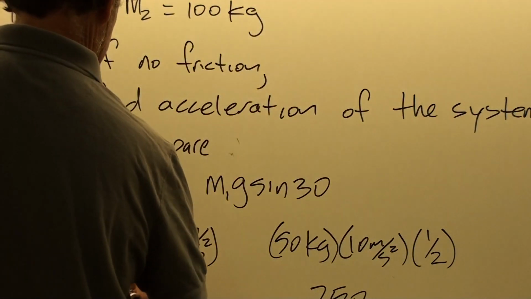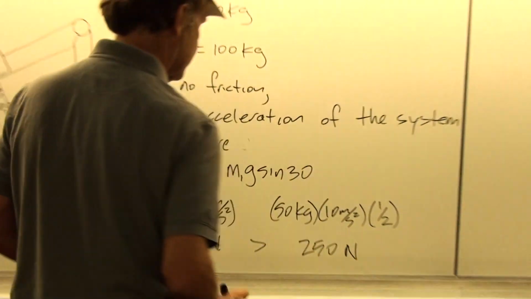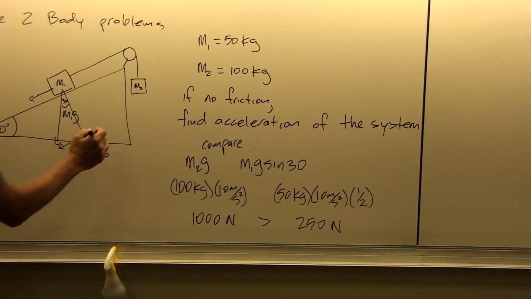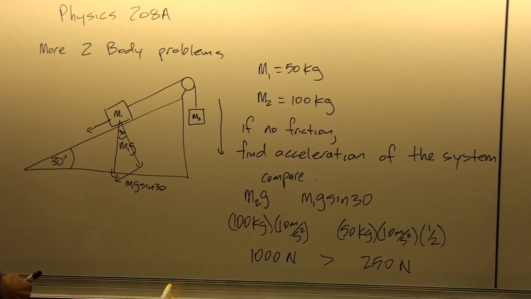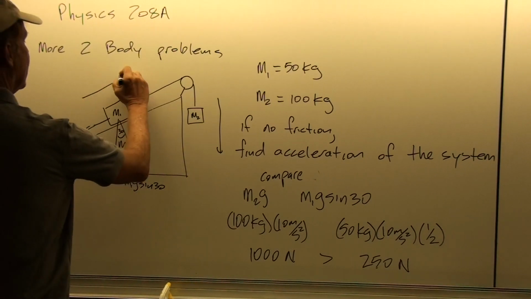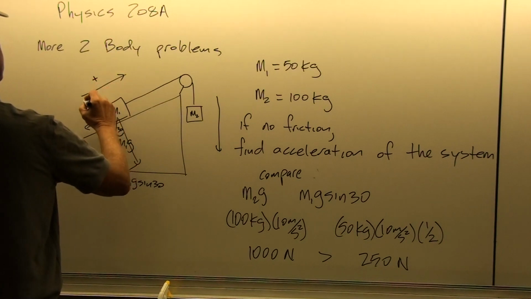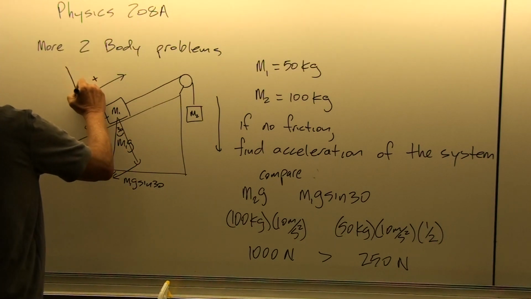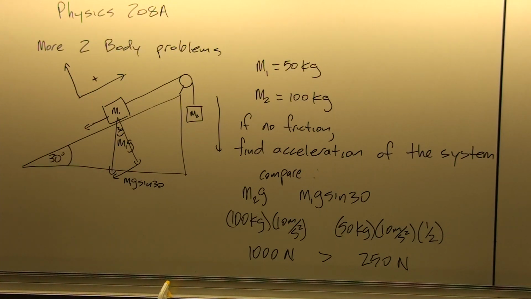This is 1,000. So 1,000 newtons is greater, clearly, than 250 newtons. So that tells me that the hanging weight is going to dominate and it's going to pull M1 up the incline. So I'll define the positive direction for M1, the positive x direction, as being up the incline along the direction of the inclined plane.